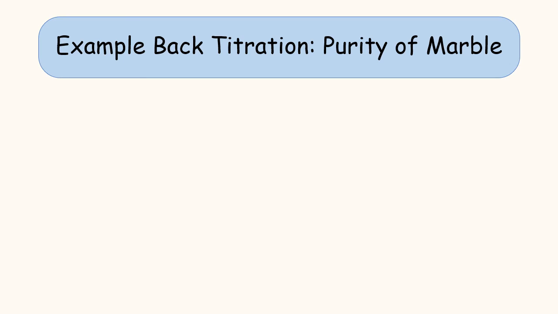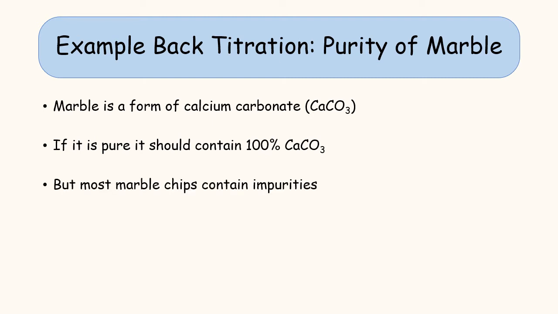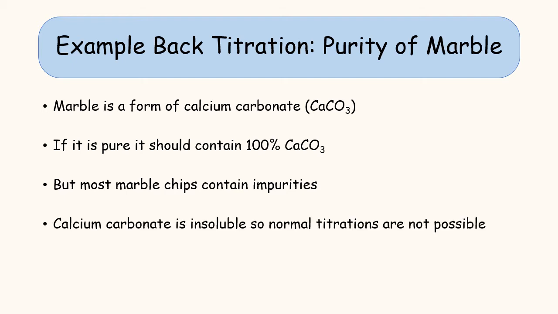Now, what I'm going to take you through is an example of a back titration, one that you hopefully will get to try experimentally, which is checking the purity of marble. Now, marble is a form of calcium carbonate. If marble is pure, then it should be 100% calcium carbonate. However, most marble chips, marble powders, will contain some impurities. Calcium carbonate is insoluble, so normal titrations are not possible, which is why you have to use a back titration.